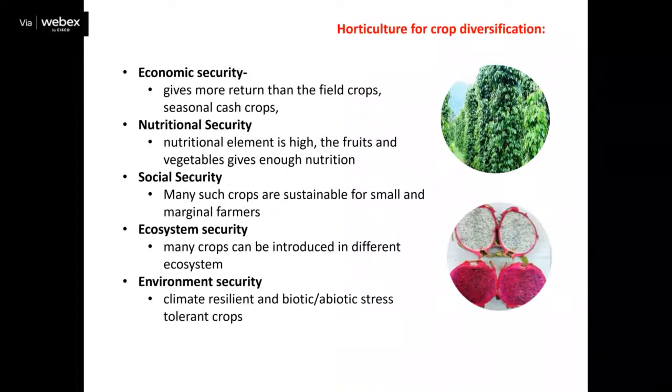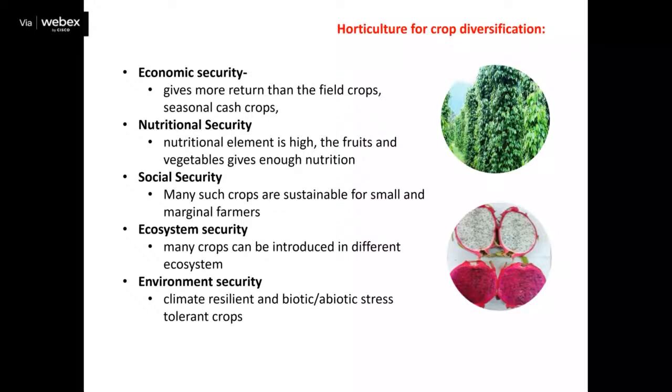Then social security. As you know, most of the farmers in our eastern region are small and marginal farmers. So crop diversification with horticulture adapts well in case of these small and marginal farmers. Then ecological security: we have different ecosystems like the forest ecosystem where we can diversify the horticulture crops.